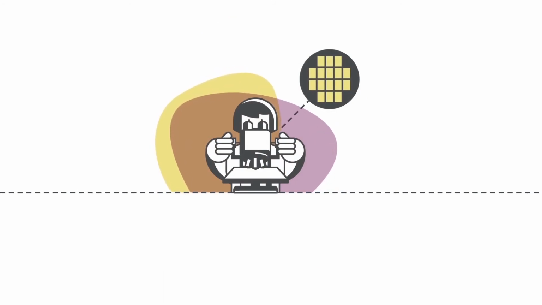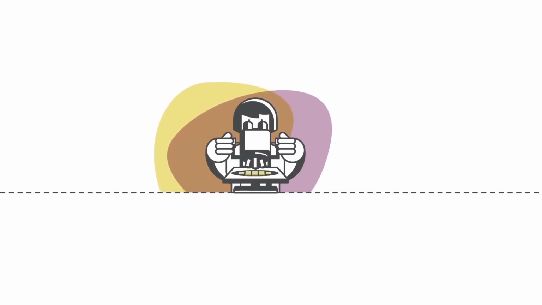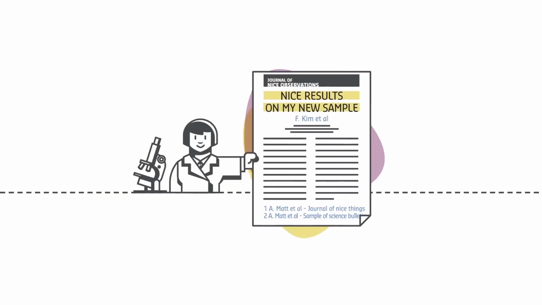Kim gets a unique sample for her research. Her results may lead to a new paper in a peer-reviewed journal, with sample details conveniently described in Matt's Sample of Science Bulletin.